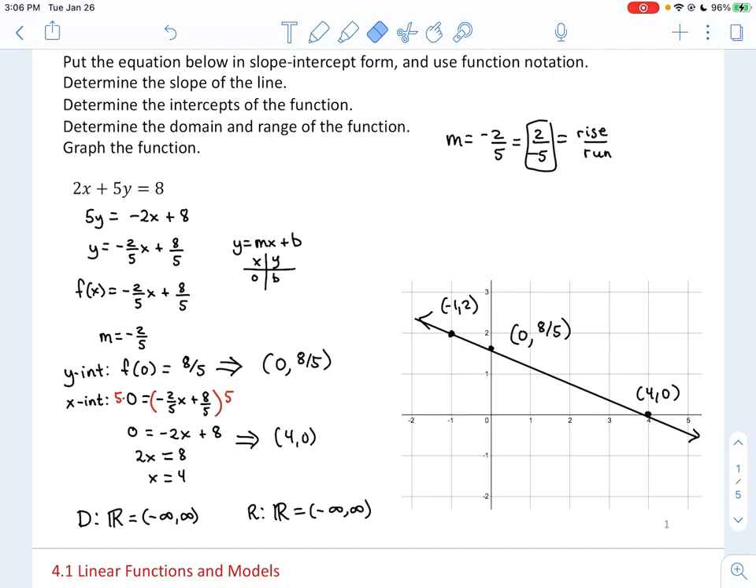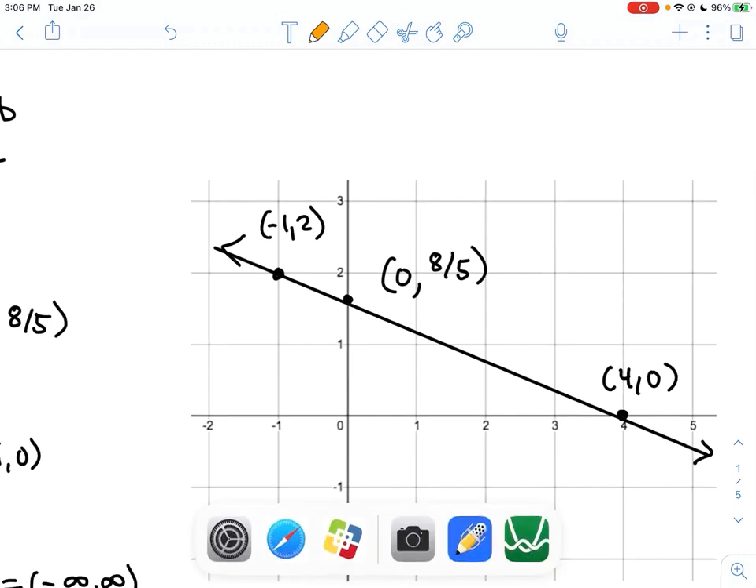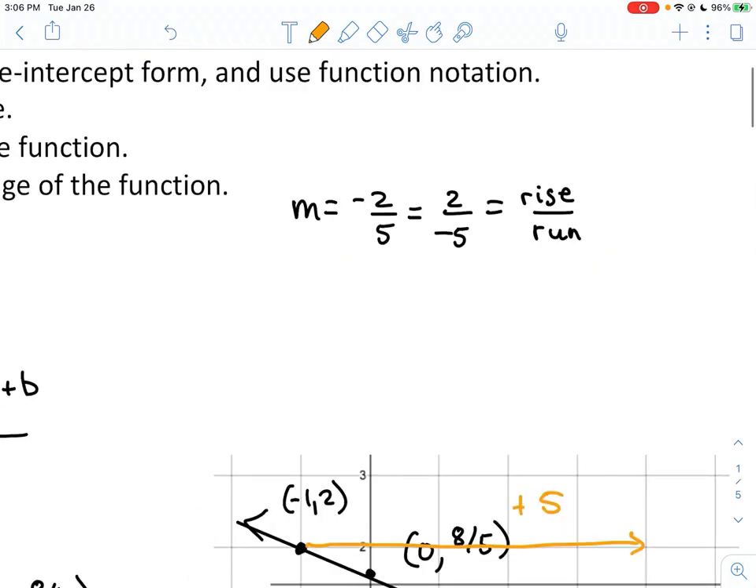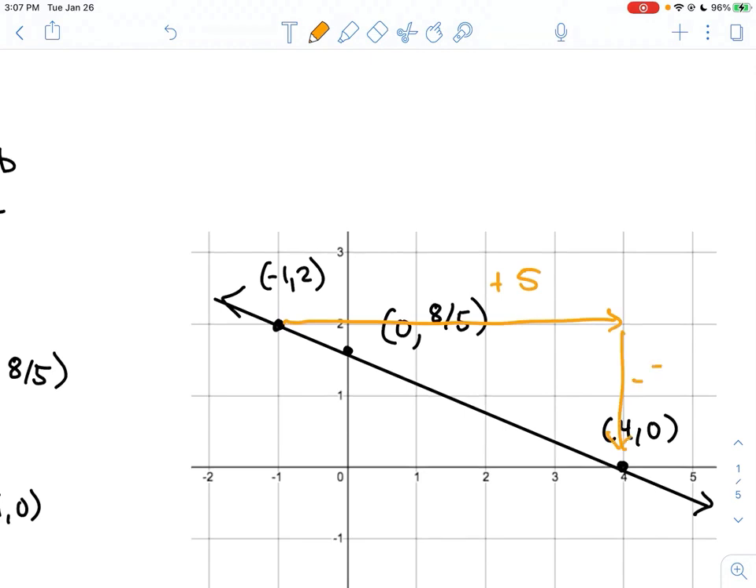Another way to interpret this slope is by associating the negative with the rise. So looking at this one right there, the run is positive 5 and the rise is negative 2. So if I were to start at a point, let me start at this point and run to the right 5. So a positive run means go to the right, but then a negative rise means drop 2. So we have a negative 2 rise, and that takes you to the point.